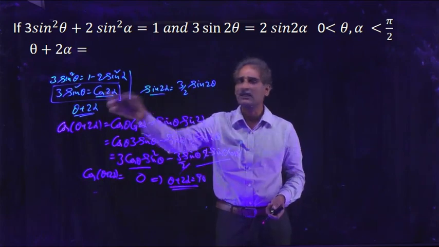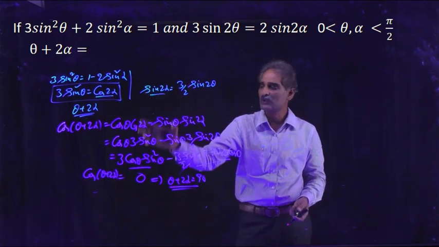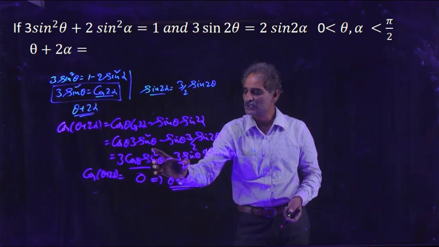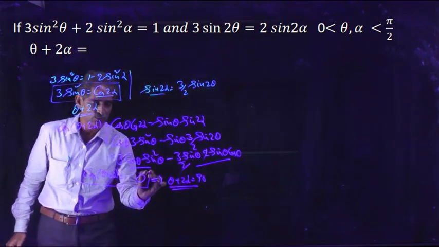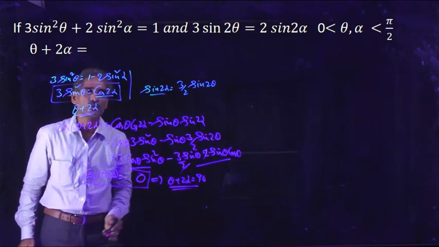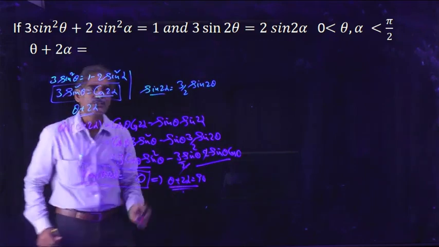Just simply substitute the cos 2 alpha and sin 2 alpha values. The right side is 0. These two terms are the same, so they will get cancelled. So cos theta is equal to 0. From this, theta is equal to 90. This is the answer. Okay.